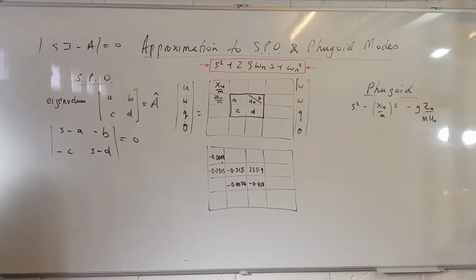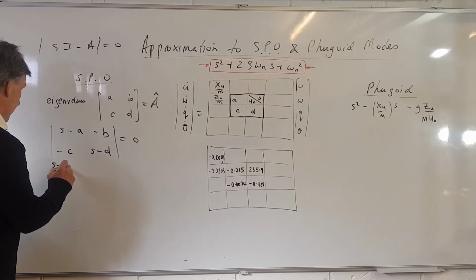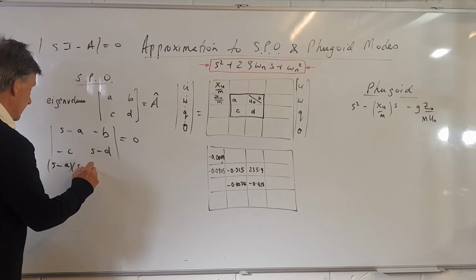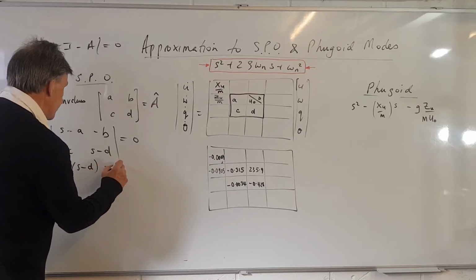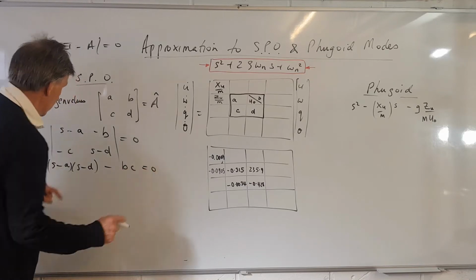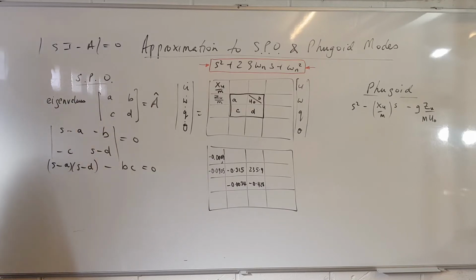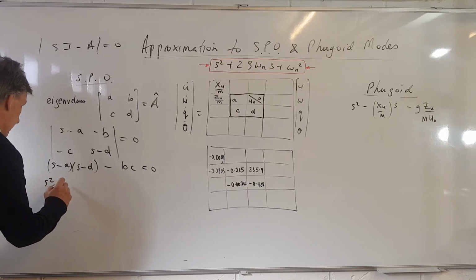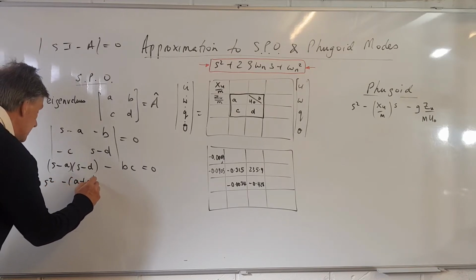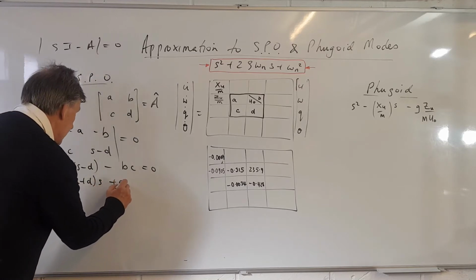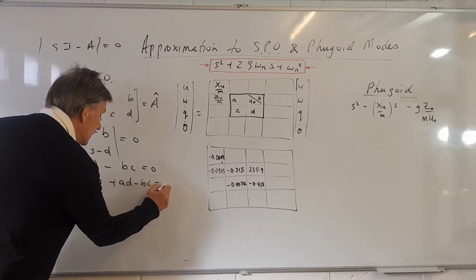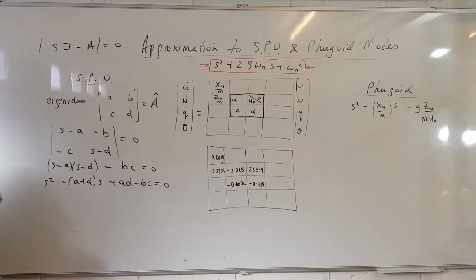Now for a 2x2 matrix, it is this times this minus this times this. So it's going to be s minus A times s minus D, minus BC, equals 0. So we've got that times that minus that times that, and minus times minus times minus gives you a minus. So we can expand this out as s squared minus (A plus D)s plus AD minus BC equals 0. Now this does give us a second order system equation.